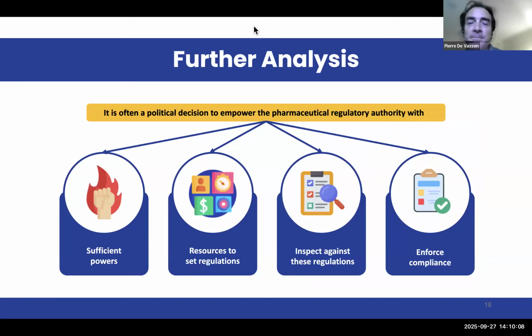A further analysis of this root cause is often a political decision to empower pharmaceutical regulatory authority. Because donors are very powerful. They give something to the country. So often a gift is always welcome. But we discovered that because there's an impact to the patients and to the prescribers, a gift could be a good gift, but it could be a bad gift as well.